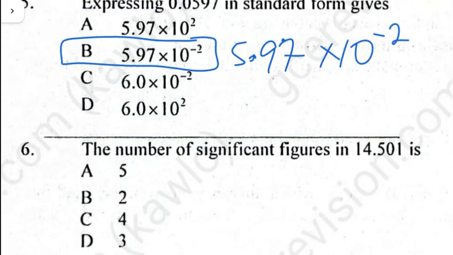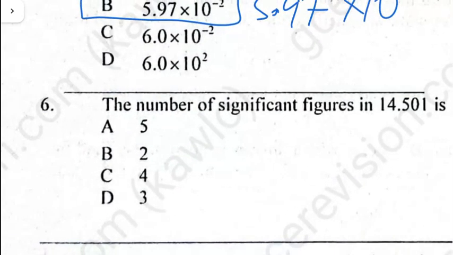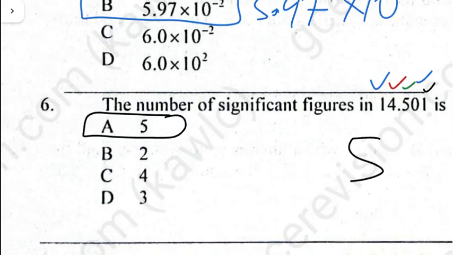Question 6. The number of significant figures in 14.501 is... So the first significant digit in this number is 1. The second is 4. The third is 5. The fourth is this 0. And of course, this last one is the fifth. So this number has 5 significant digits. So the key here is A.